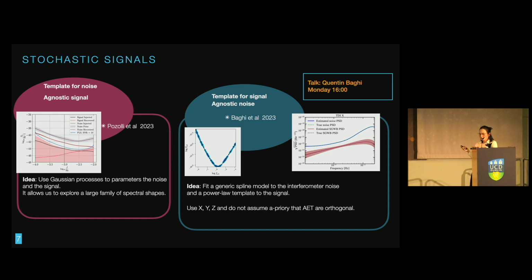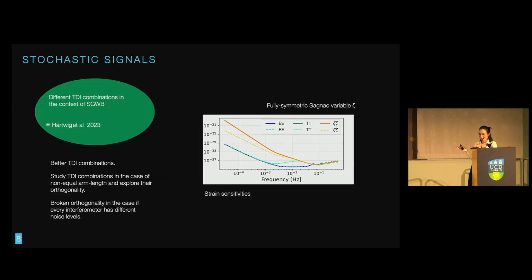is very important because there has also been another work recently from Olaf Hartig, who studied whether these AET combinations are actually orthogonal. And he has shown that in the case when we have non-equal arms, they are not really orthogonal. And in addition to that, even if we have the secondary noises in the interferometers, if they are going to be different, this also breaks the assumption of orthogonality.